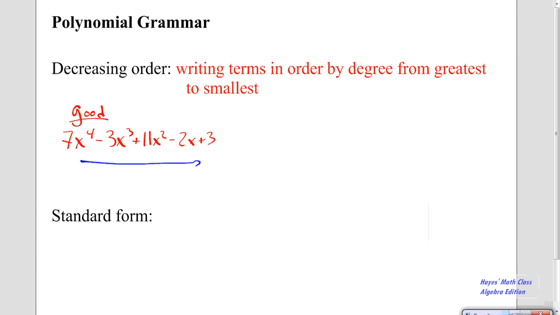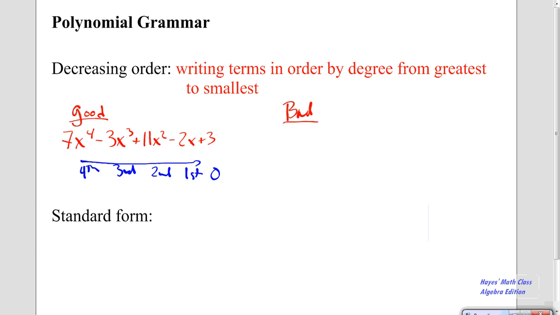Notice it goes bigger to smaller. I've got my fourth degree here, a third degree here, my second, my first, and I got 0. You can skip those. That's fine. You don't have to have one of everything. But what we don't want is this, an example of something that would be bad.